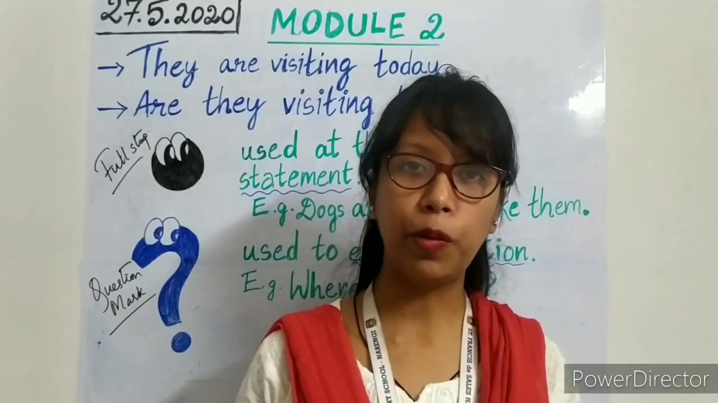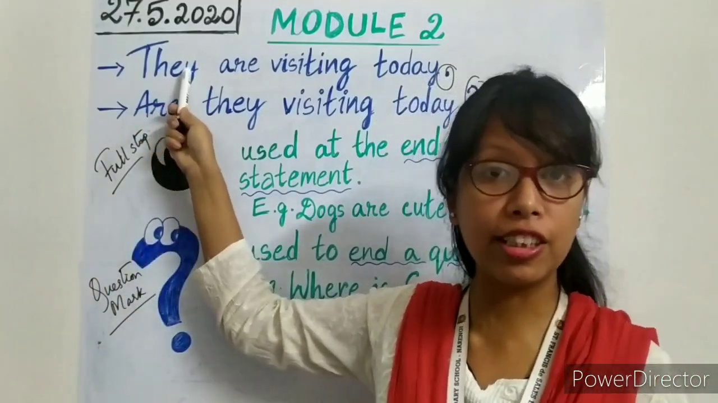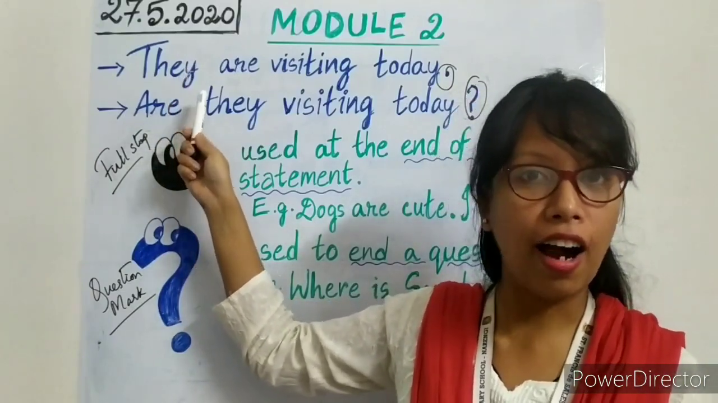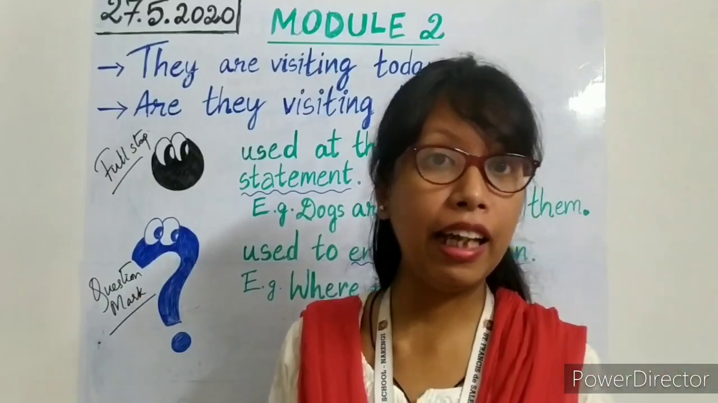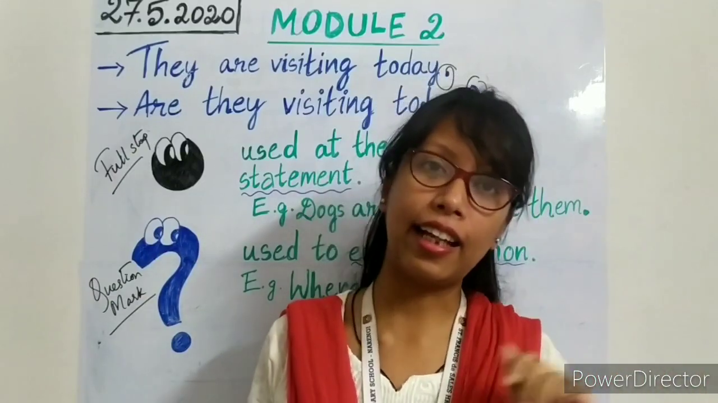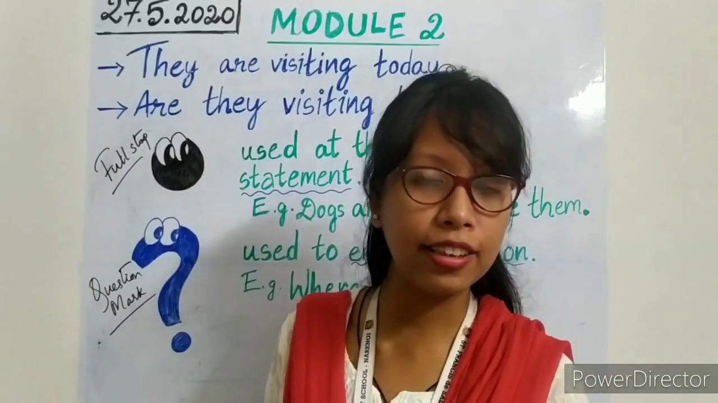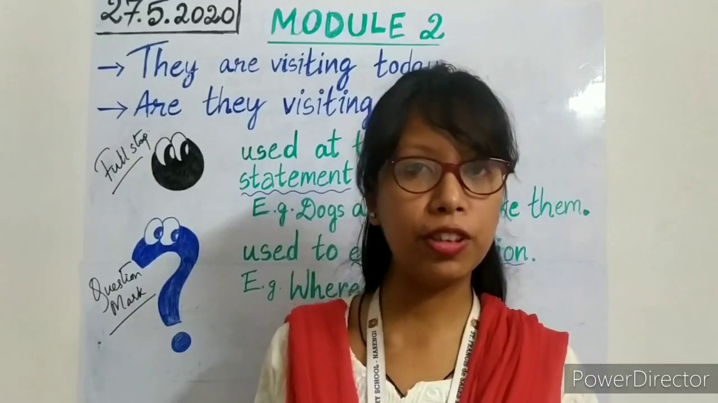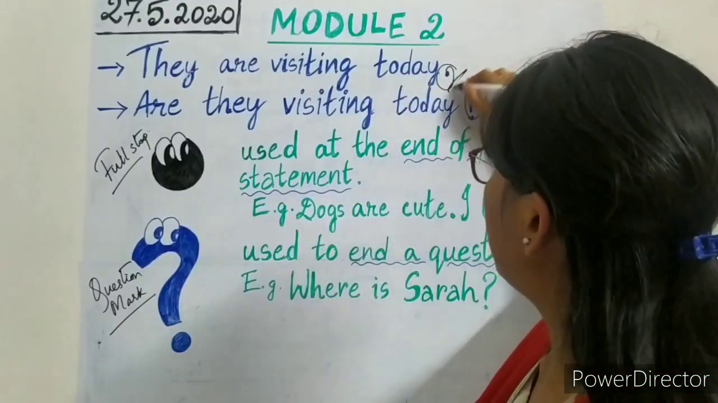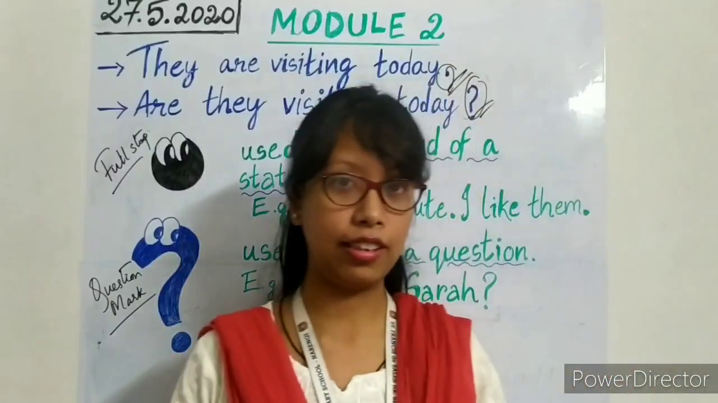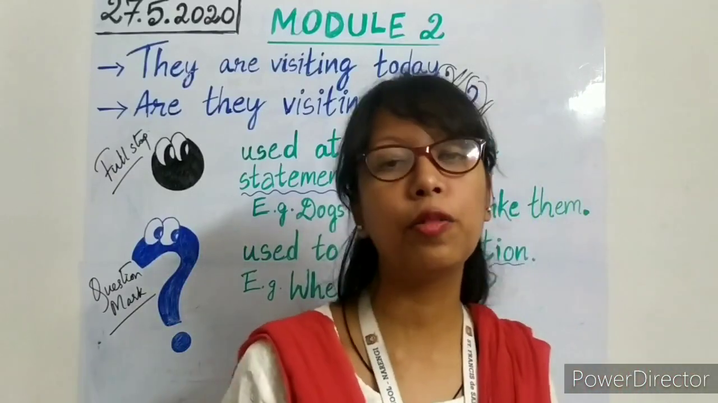As you can see on the board, there are 2 sentences that I have written. The first one is "They are visiting today." and the second is "Are they visiting today?" I'm going to repeat it. The first one is "They are visiting today." and the second is "Are they visiting today?" When I'm saying the sentences, there is a bit of difference between the 2 sentences, right? Yes, it is because of the punctuation marks that I have added at the end of the sentences. The first one has the full stop and the second has the question mark.